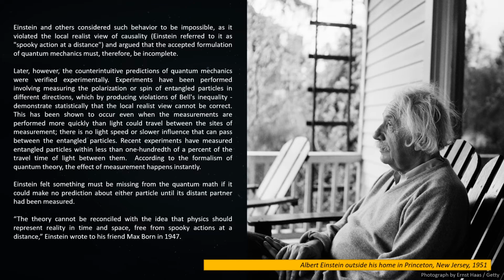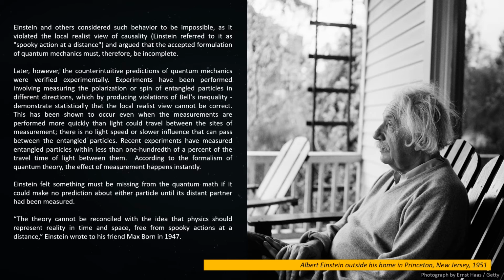Recent experiments have measured entangled particles within less than 0.01% of the travel time of light between them. According to the formalism of quantum theory, the effect of measurement happens instantly. Einstein felt something must be missing from the quantum math if it could make no prediction about either particle until its distant partner had been measured.